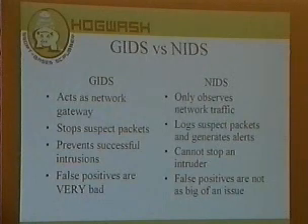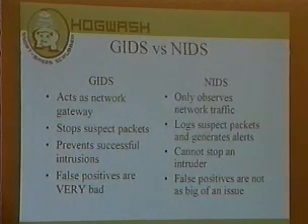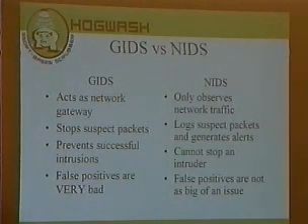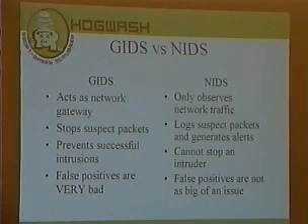So here are some comparisons between a gateway intrusion detection system and a network intrusion detection system. A gateway intrusion detection system, again, acts as a network gateway. It decides what enters or leaves your network. A network intrusion detection system, on the other hand, can only observe network traffic. It sits in parallel to your traffic. It watches the traffic go by. It analyzes it. It generates alerts, all that stuff. A gateway IDS will stop packets that it doesn't like.